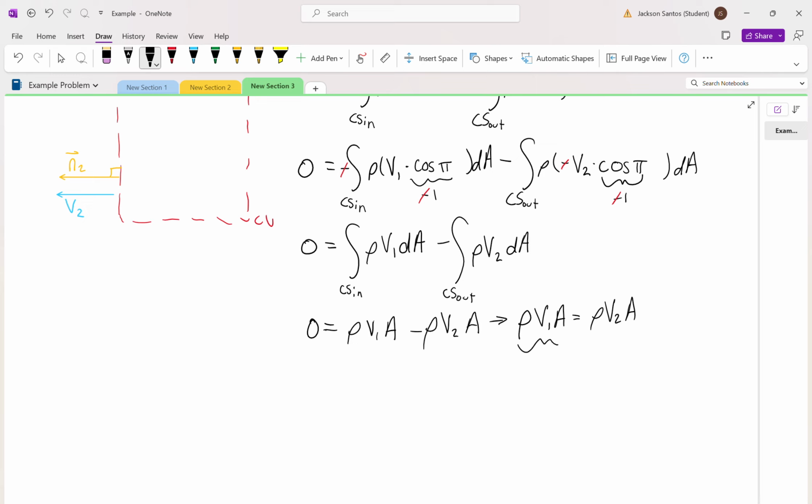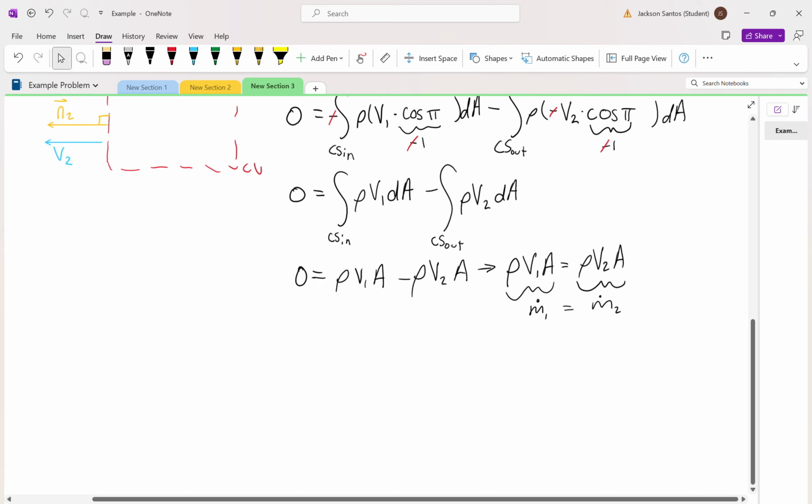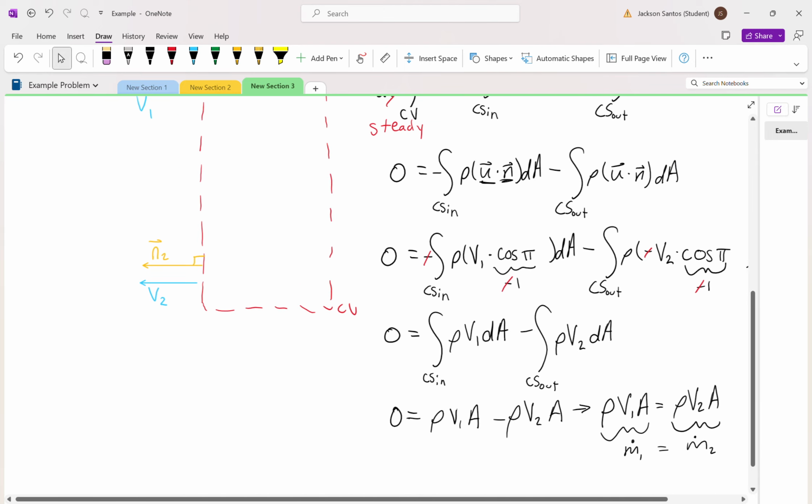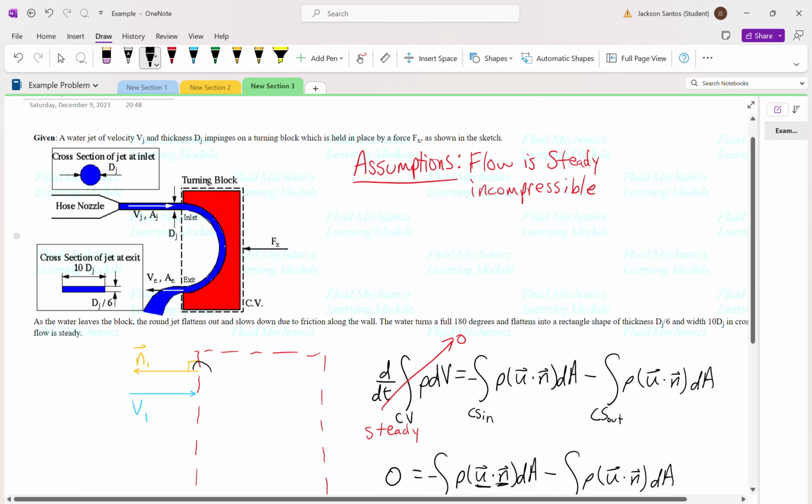And this relationship right here is really important because density times velocity times the area is actually the mass flow rate. So what we get from this relationship in the conservation of mass is that the mass flow rate in equals the mass flow rate out. So the mass flow rate that is right here equals the mass flow rate right here.